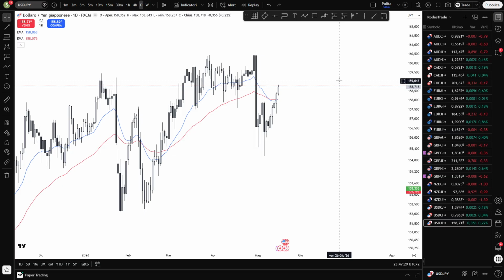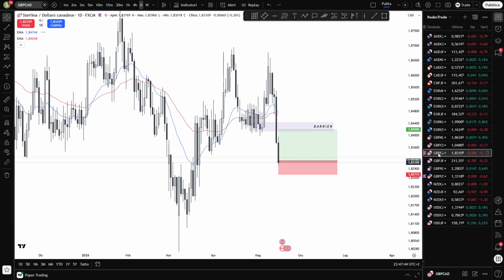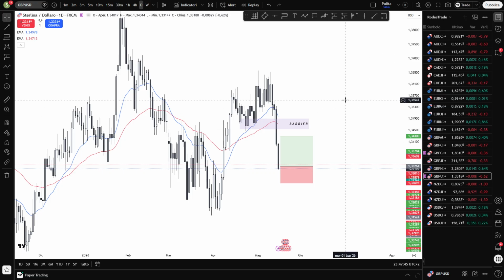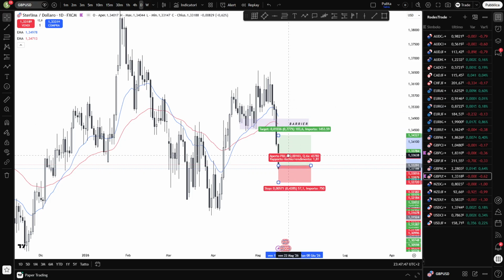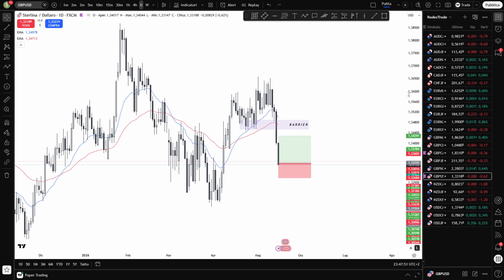Okay, so as you can see, this took me, I don't know, 5 minutes. These are like 20, 25 pairs. Of those 25 pairs, only 2 are possible trades for me that follow my rules and my strategy. So that's what I'm going to look for in the next week.